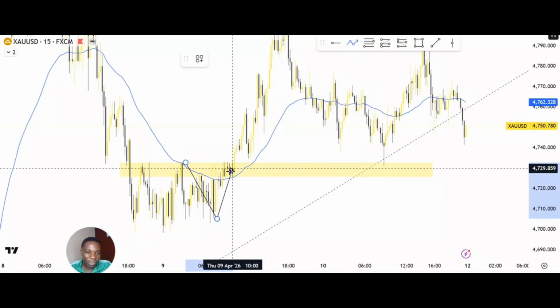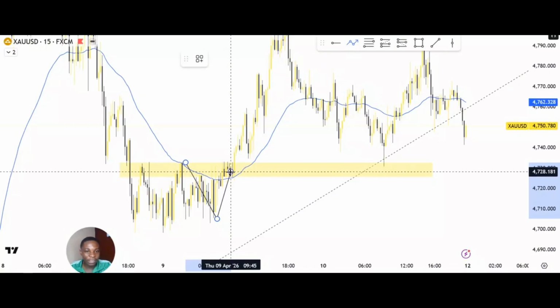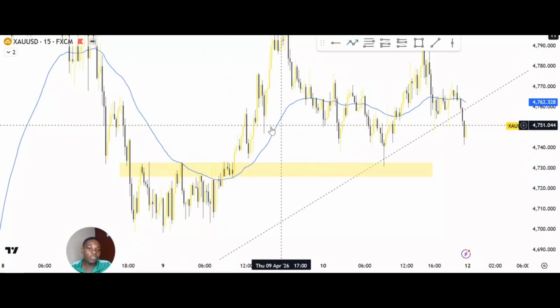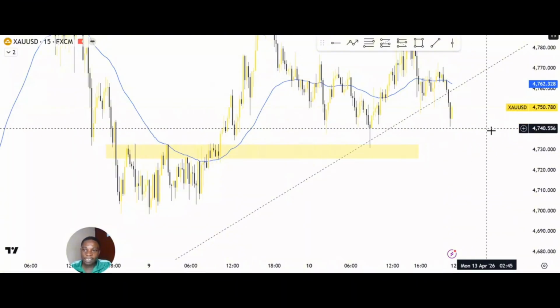This was the last opposite candle, which is the bearish candle before price moved to the upside. So this is what I did.